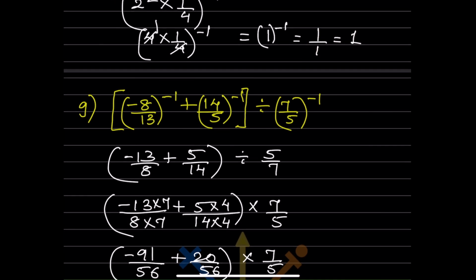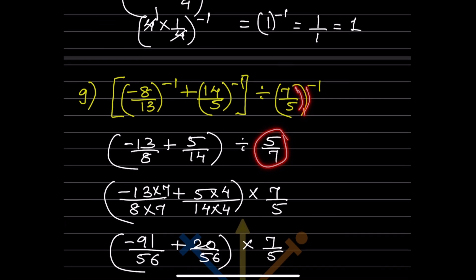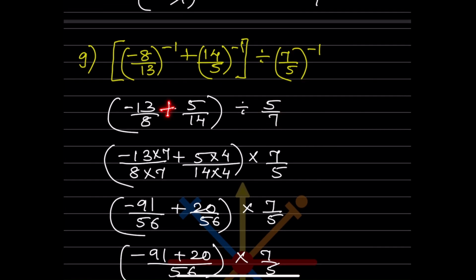Now here, look, because this is -1, you're going to flip over this one, so minus 13 by 8. Again, this is -1, so you're going to flip over this one, that is 5 by 14. So now keep this in the bracket first, the division sign as it is, and now this is -1, so this is going to get flipped over. Now you can see this is plus over here. Now you have to look at the denominators. The denominators are different, so we have to take the LCM of that.